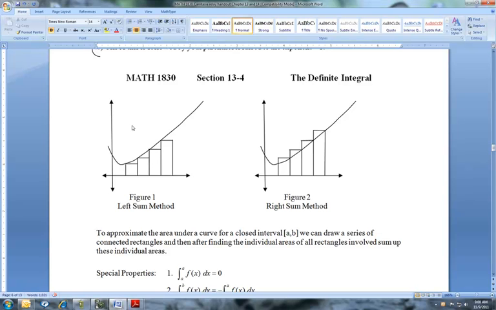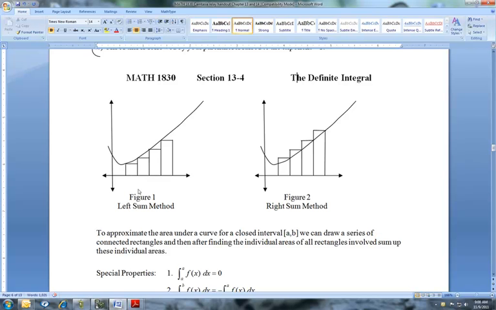Hello everybody. Now we're going to look at section 13.4, the definite integral, sort of like the meat of what we're doing in this particular chapter. First thing we're going to look at is some rectangles. Technically, when we have the definite integral, what we find is area under a curve. So here's my curve, and the area I'm looking at is from the curve to the x-axis.